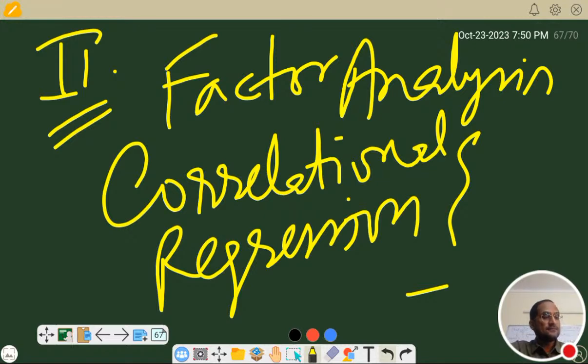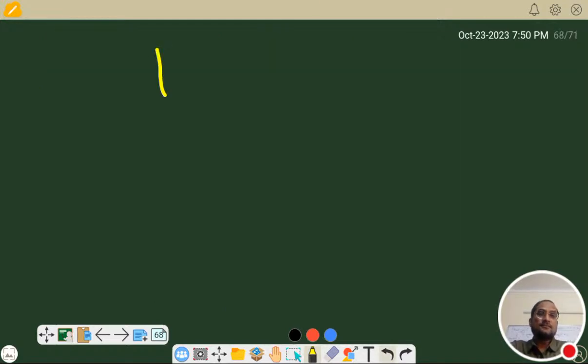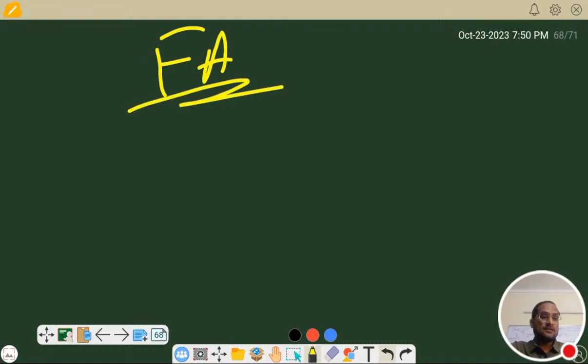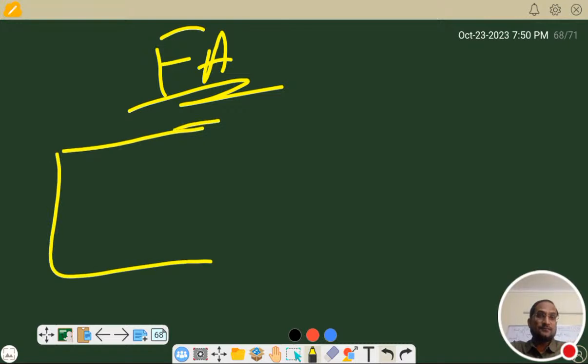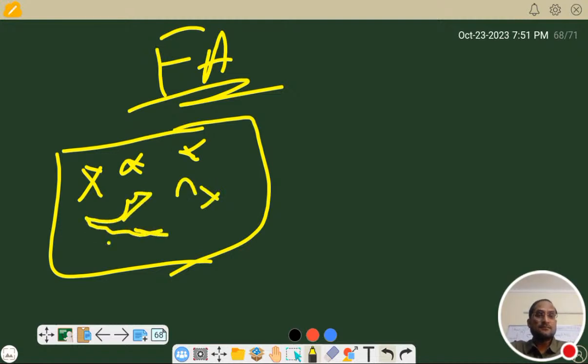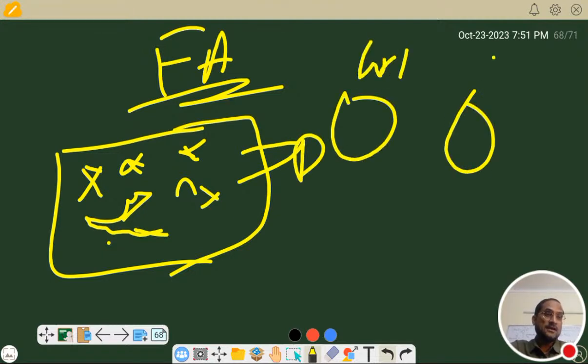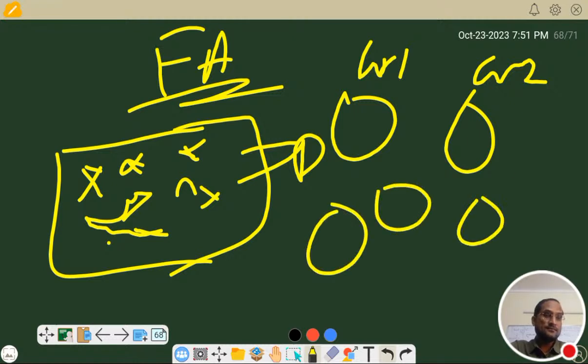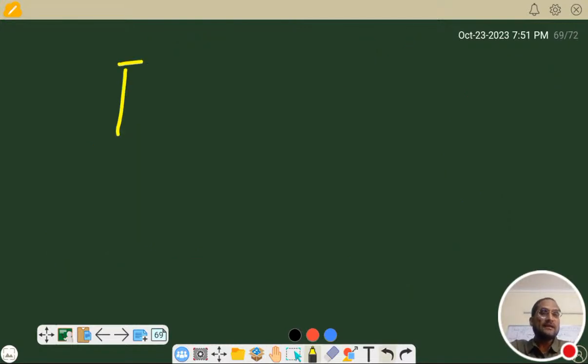What will happen in factor analysis? FA, factor analysis. There is a whole set of data, that is, these can be the causes, these are the causes. They will be grouped into, this is group 1, group 2, likewise. These will be factors. Finally, only a few factors will be found.